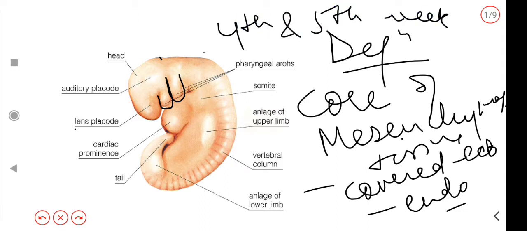During the 3rd week, the embryo, 3rd week is known for the gastrulation. Gastrulation means 3 germ layers are formed. In the 4th week we have pharyngeal arches in the cranial portions, at the neck region, future neck region of the embryo.